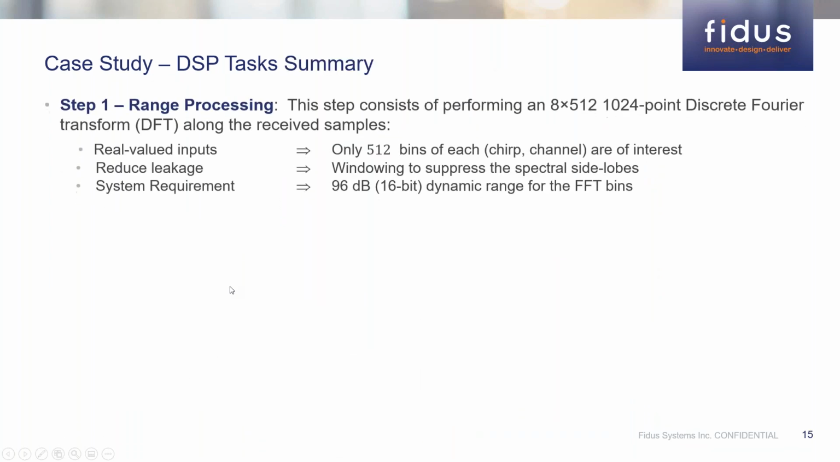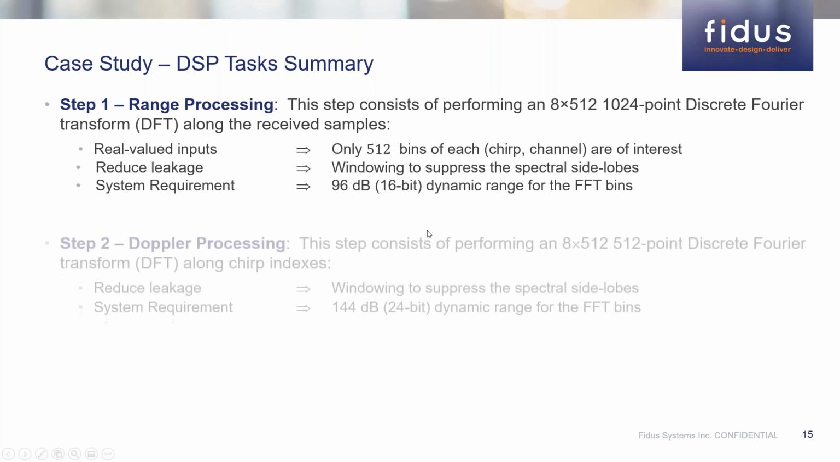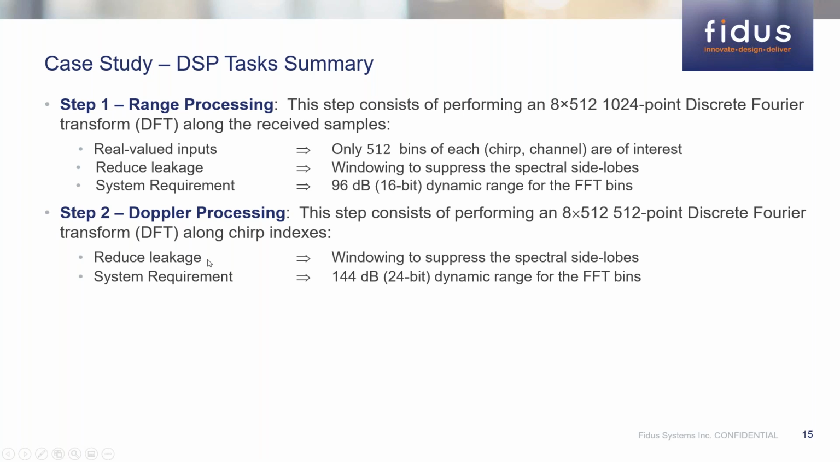So let's summarize the tasks. Step 1 is range processing, which consists of doing 8 times 512 1K-point discrete Fourier transforms on the received samples. The samples are real valued, and therefore it's symmetrical, as everybody knows. Therefore we are going to keep only 512 bins. To reduce the leakage, we are going to apply windowing to suppress the spectral side lobes. And as a system requirement, we need to have 96 dB range for the FFT bins, which corresponds to 16 bits.